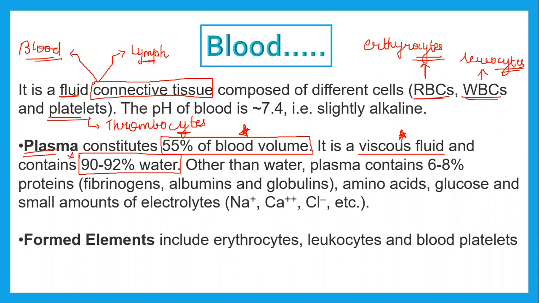It contains about 90 to 92 or 92 to 94 percentage, depending upon the cells. 90 to 92 or 92 to 94 percentage of the plasma is occupied by what? Is occupied by the water.